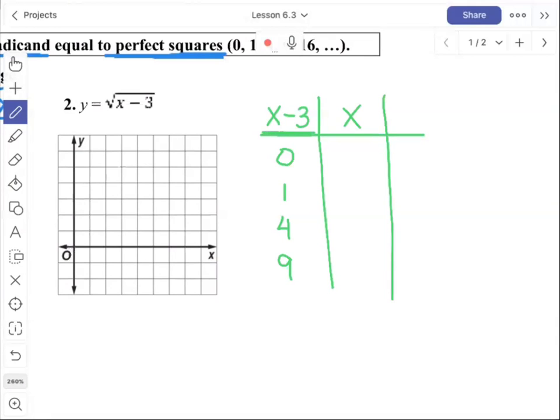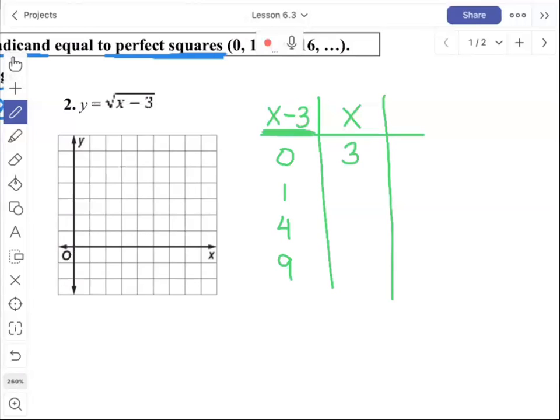Somebody tell me or put in the chat, what does x have to be so that this radicand is equal to 0? Oh, wow. Good job. Somebody gave me all of them. Good correction. All right, so 3.